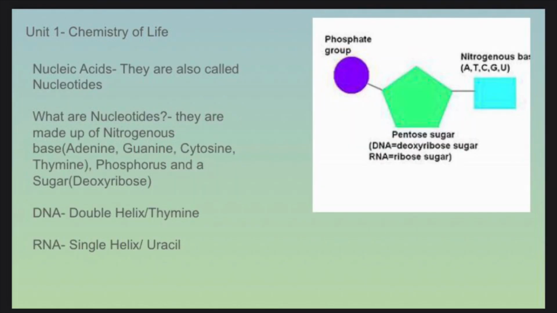Okay, so let's talk about nucleotides. Now, what are they? Well, they're also known as nucleic acids. They're basically 4 nitrogenous bases: adenine, guanine, cytosine, and thymine, a phosphate, and a sugar. And putting all of this together makes deoxyribose. So DNA is a double helix with thymine. RNA is a single helix with uracil.